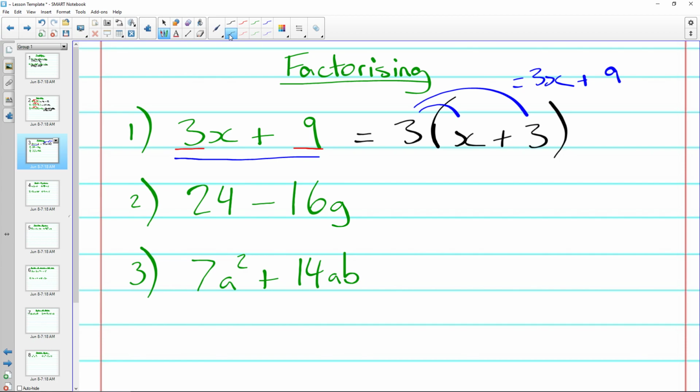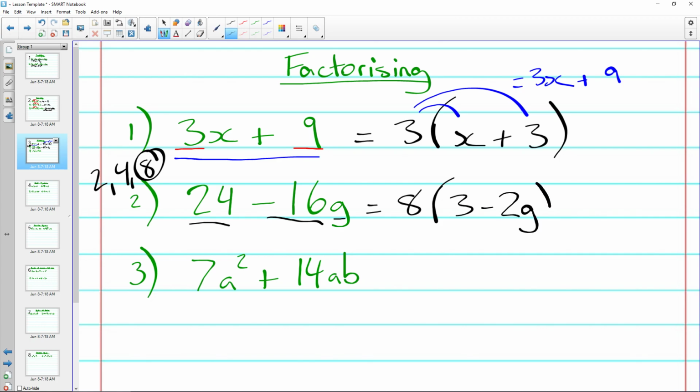What we're going to do is we want to get the highest common factor. So thinking about 24 and 16, 8 is the highest common factor because they can both be divided by 8. So we're going to write that 8 out the front again. And now when we do 24 divided by 8, that gives me 3. When I do negative 16 divided by 8, it's going to give you negative 2. And again, that g is still there, so we've got to write the g.